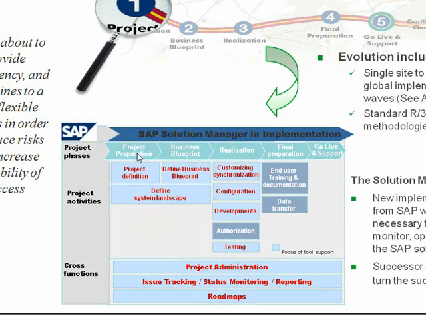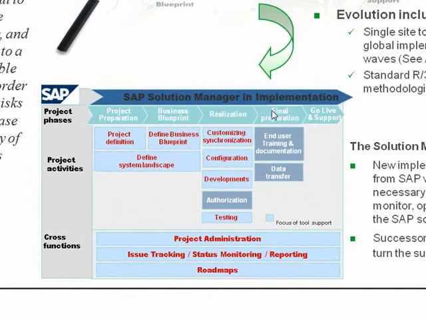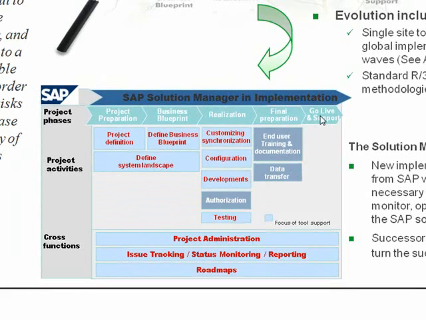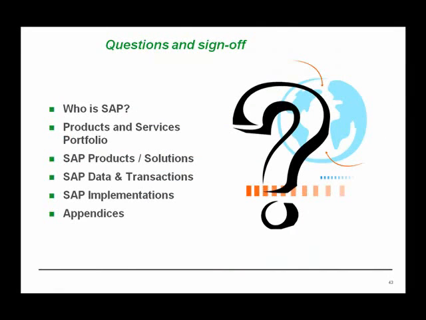This is standard SAP terminology. It's a 5-phase methodology: project prep, blueprinting, realization, final prep, go live and support. Prep, building your project team. Blueprinting, defining your future state processes. Realization, configuration, custom development and testing. Final prep, end user training and documentation and data transfer. Go live and support. You go live with SAP and you're supporting your end users. That's pretty much the different phases of the project.